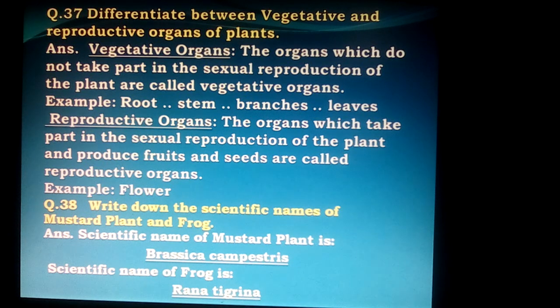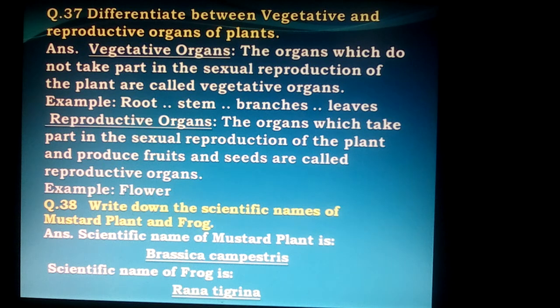And reproductive organs are the organs which take part in the sexual reproduction of the plant, to bring new offspring and produce fruits and seeds. These are called reproductive organs. For example, flower.